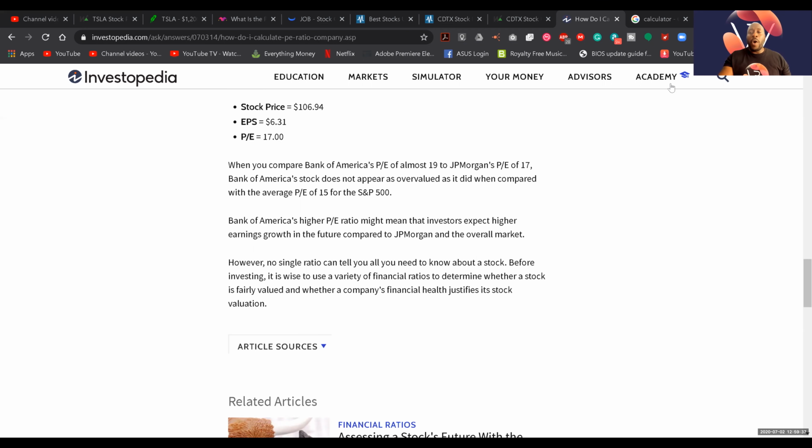So with all of that said, ladies and gentlemen, that is a quick breakdown of the PE ratio. And I hope this helped you to make well-educated decisions and bring future profits to your bank account.